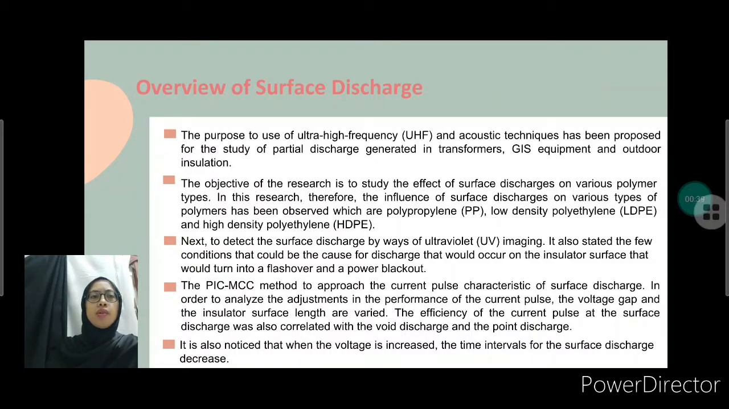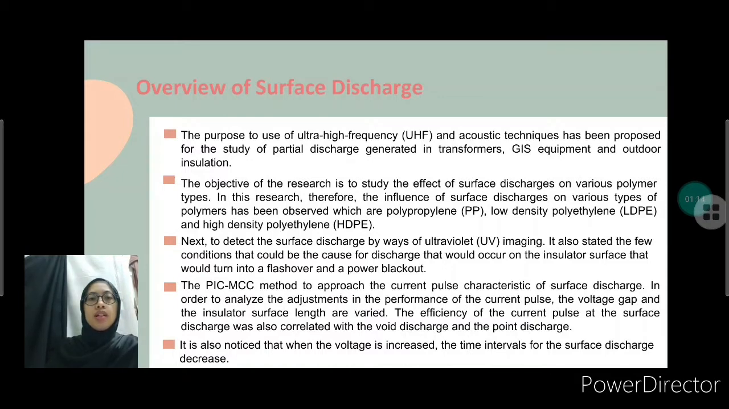polypropylene, low-density polyethylene, and high-density polyethylene. Next, to detect the surface discharge by way of ultraviolet UV imaging, he also states the fluid condition that could be the cause of discharge that would occur on the insulator surface that would turn into a flashover and a power blackout.